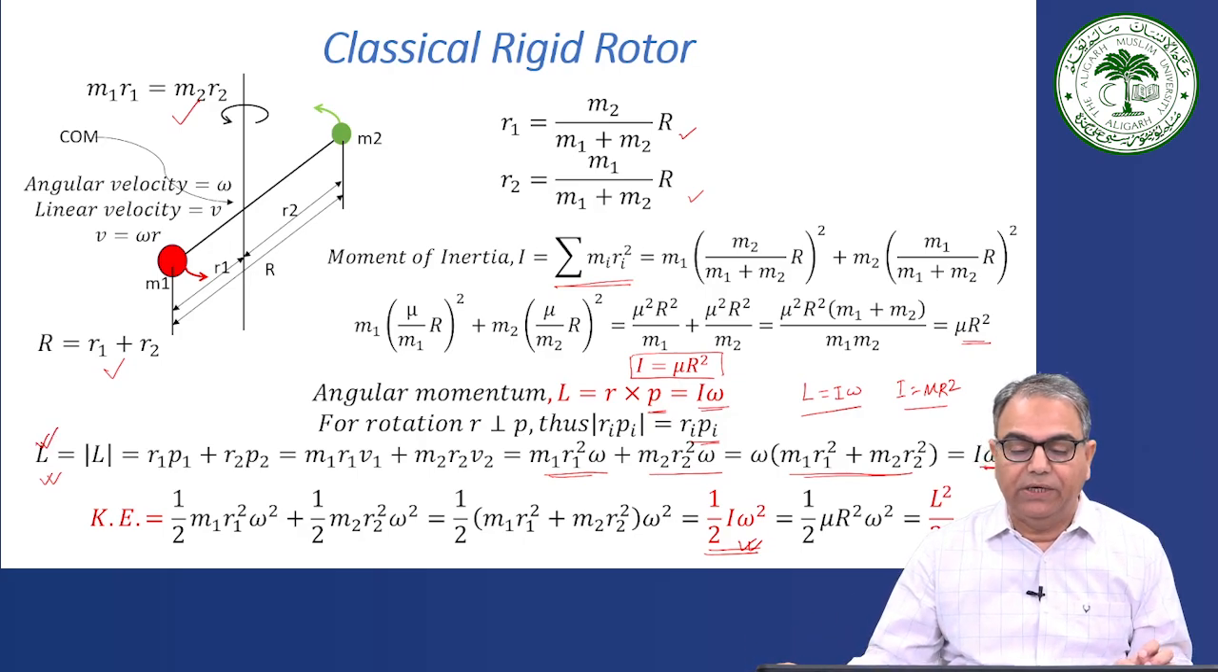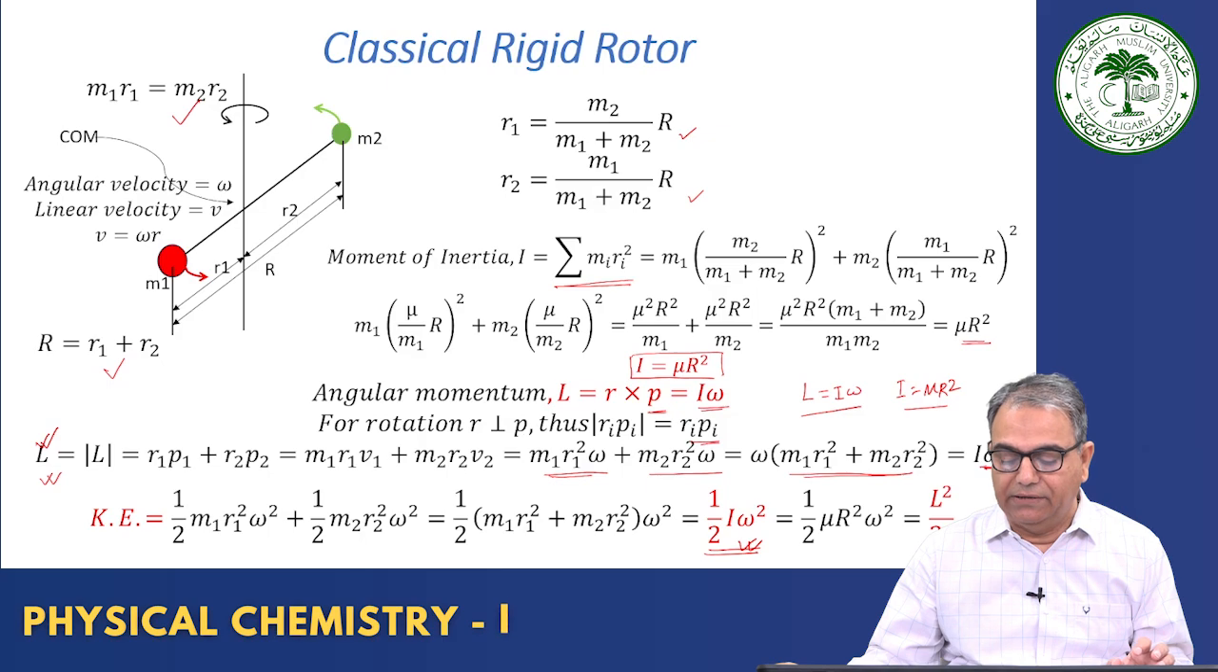So a classical rigid rotor is a two particle system rotating along a fixed axis in a particular plane, separated by a distance r. That's all you have to remember. The moment of inertia for this rotation is I is equal to mu r square, and the angular momentum is I omega. These are the important relationships from classical mechanics.